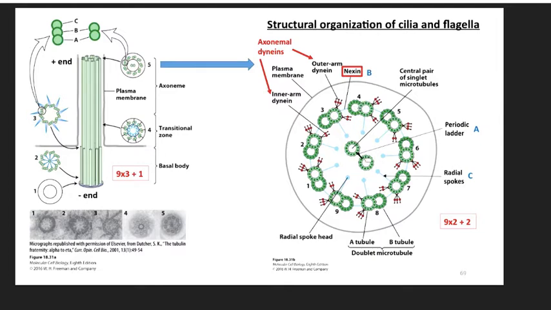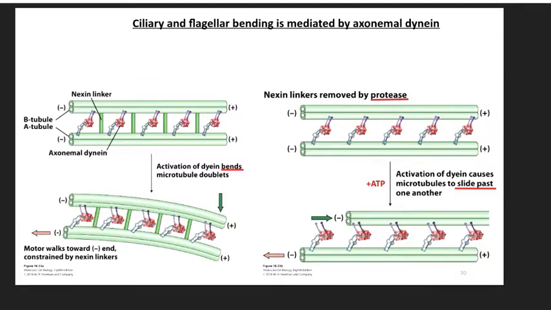Between these 2 singlets, they are connected by periodic ladder. And radial spokes are the ones which help them to not get collapsed, okay, inside, because of the presence of the radial spokes. So all of them can be the questions in true or false or multiple choice rather.